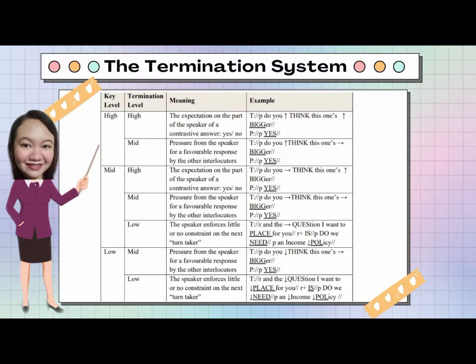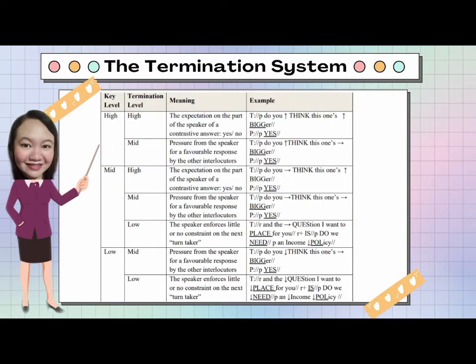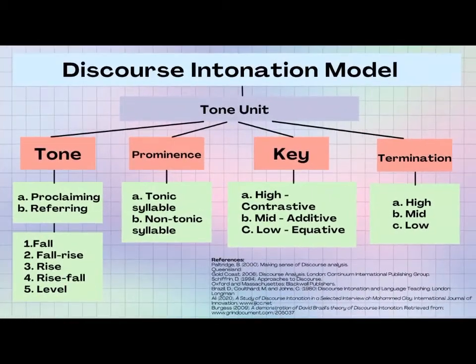The only additional information is from our low termination, wherein there is no expected reaction at all, as shown in our example. Remember that our capitalized words are the prominent syllables. The capitalized and underlined word at the same time is our tonic syllable. In our low termination, we use the referring type of tone on our first tone unit and referring plus tone on our second tone unit. So lastly, for the low key level, only the mid and low terminations are present. So that's it for the fourth system. To summarize this model, let us take a look at this illustration: the discourse intonation model.